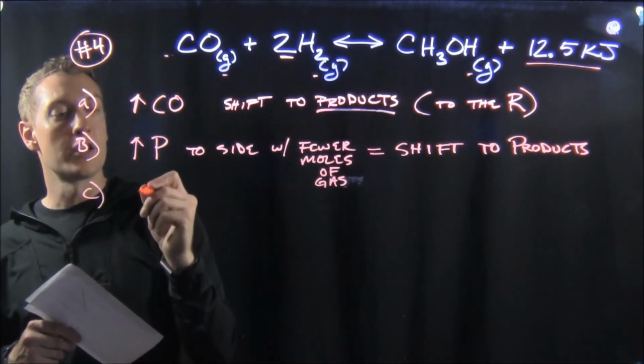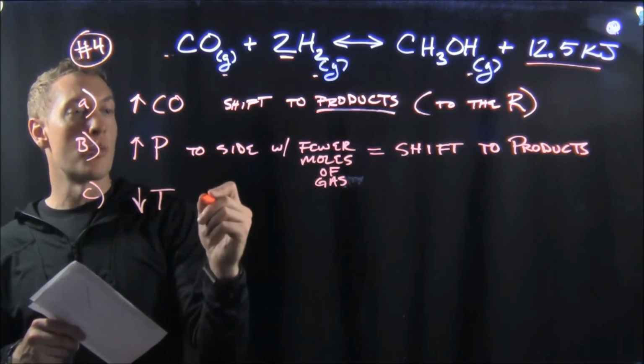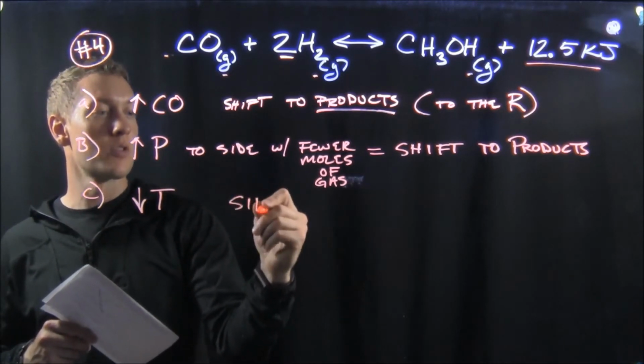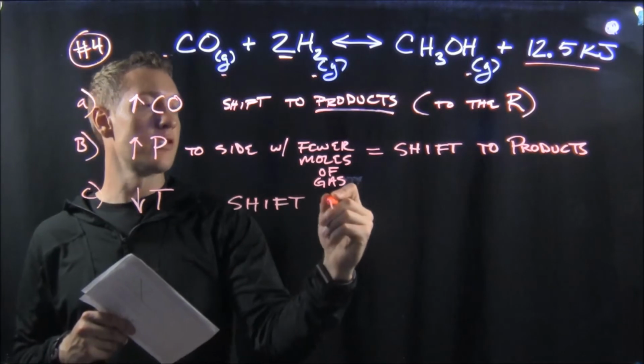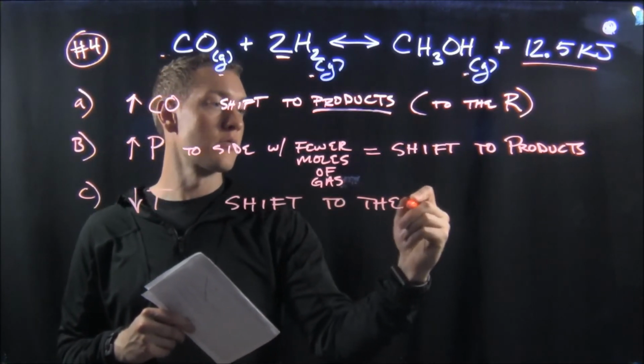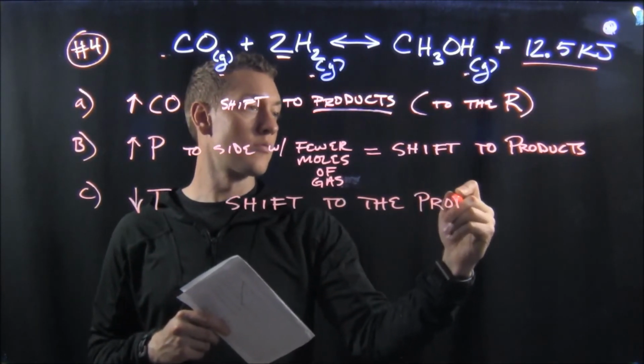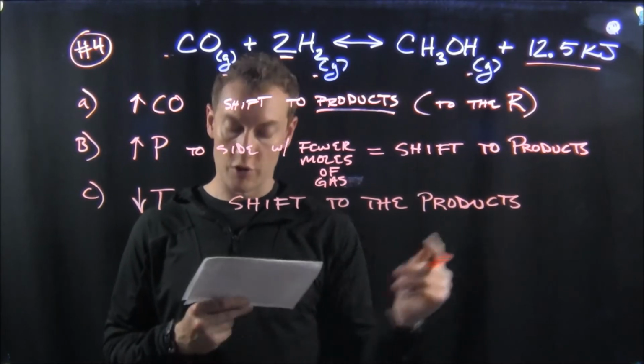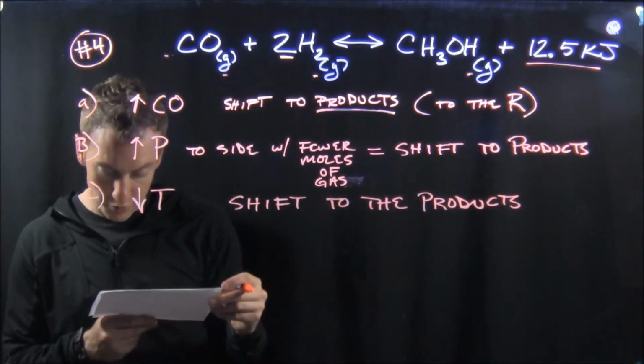So by lowering the temperature, we are going to shift it again to the products. Who wrote these? Does every one of them shift to the products?